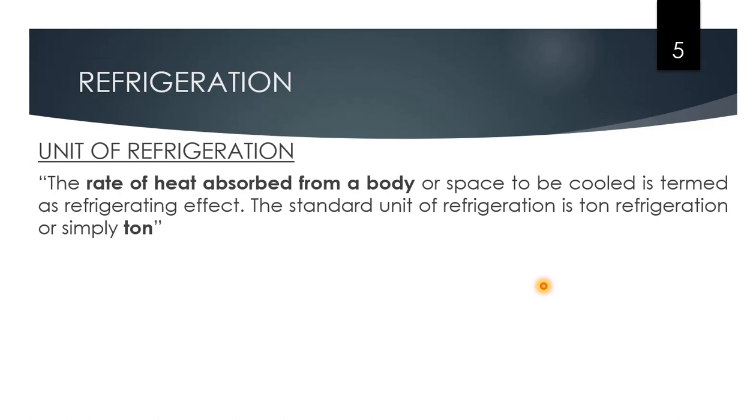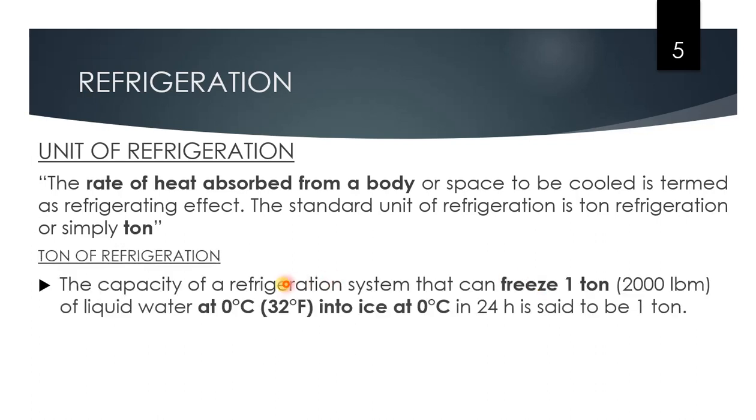Okay, it is the ton of refrigeration, or it is simply known as ton. And what is a ton of refrigeration? It is the capacity of a refrigeration system that can freeze 1 ton or 2000 lbm of liquid water at 0 degrees Celsius into ice at 0 degrees Celsius in 24 hours is said to be 1 ton.